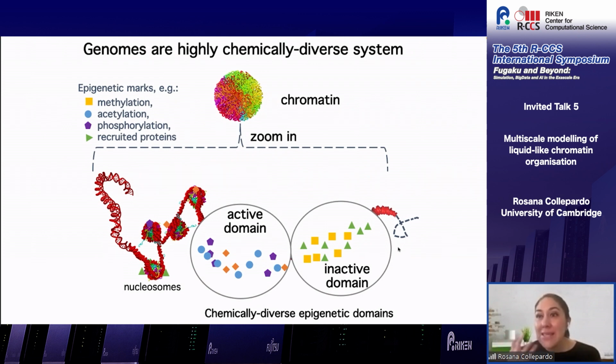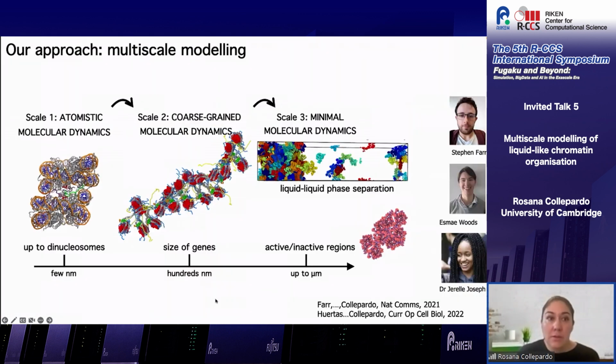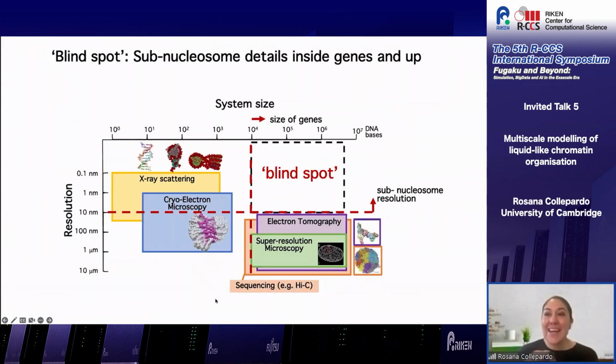However, how this chemical diversity and genome function are interconnected is actually not well understood, and this is in part because we cannot see the organization of molecules inside these different domains. And actually, at the moment, the structure of chromatin, this polymer, has mostly been resolved in two limits.